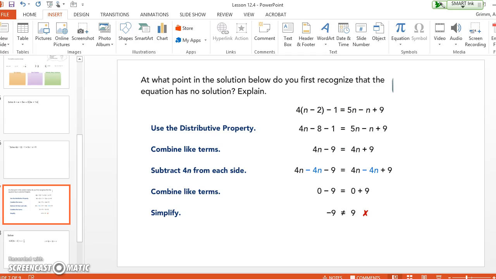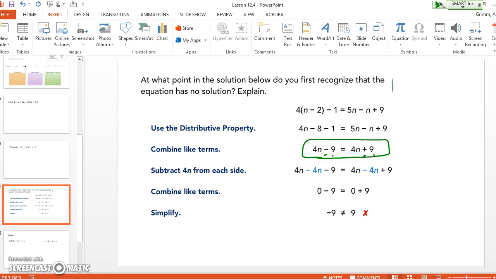Jacob? When you see both of them have 4n. Okay. Now, when you see both of them have 4n, they could be infinitely many or no solution. So how do you know at what point it's no solution, James? Because 4n minus 9, 4n plus 9 are different. Very good. If those two are different, there's no way I can subtract 9 on one side and then add 9 to the other and expect to get the same thing on both sides.